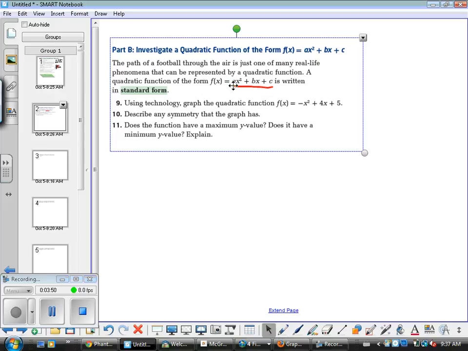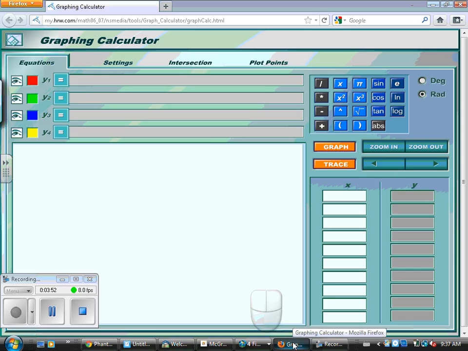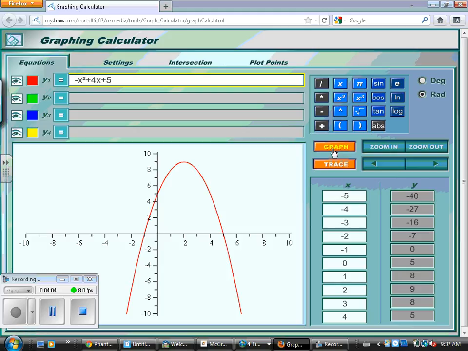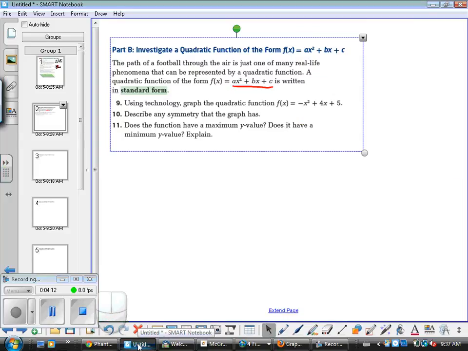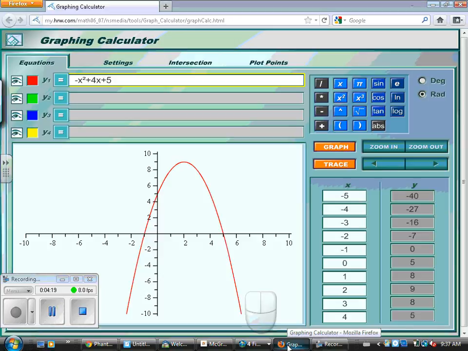All right, and in 3.1 in the lesson, or I guess in the notes, I gave you the link for this. This is the graphing calculator that I use online. Just put those equations in, and we just graph it, okay? And so you can see, describe any symmetry that the graph has, and does it have a maximum y value and a minimum y value?